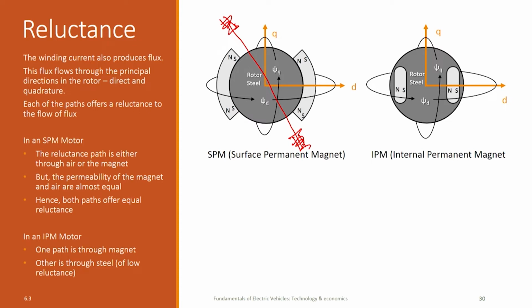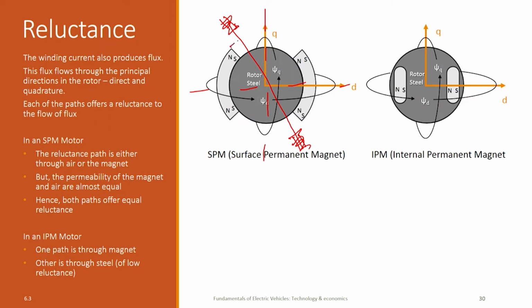So, I can resolve this flux in a direction which is aligned with the q axis and another component of the flux which is aligned with the d axis. So, if I view it that way, one part of the flux is going like this and another is going like this, and when the flux is flowing through any material, the material offers reluctance which tries to limit the amount of flux that is flowing through it. How much is the reluctance that the flux in the two directions will encounter? It depends on all the materials that it is passing through.